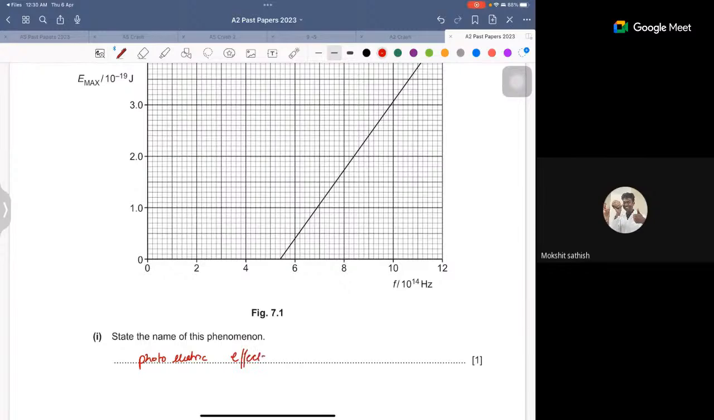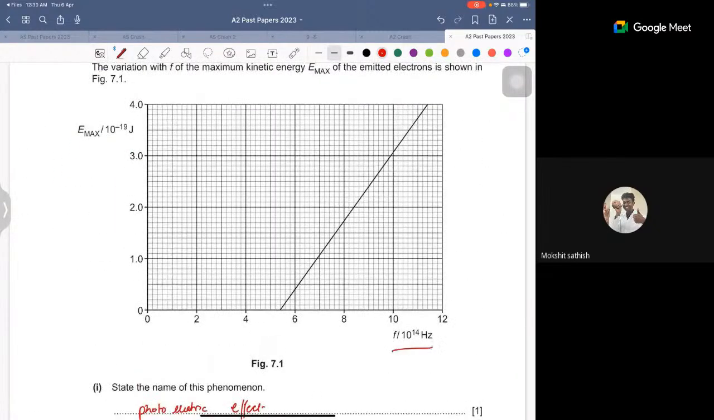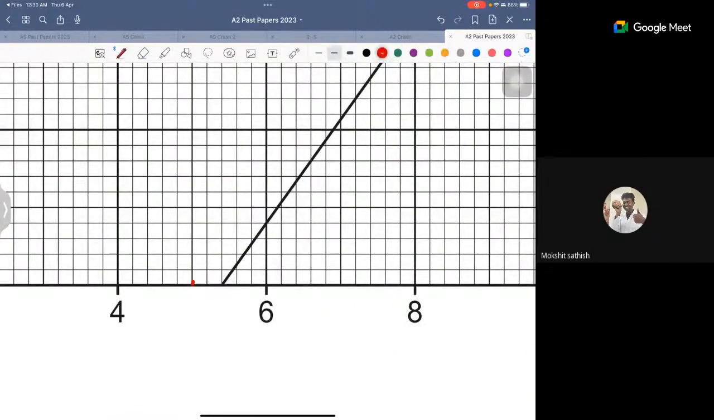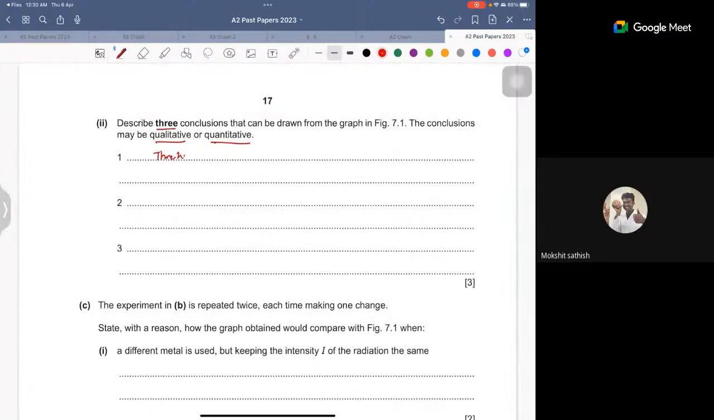Up till now, I don't feel any difficulty in this paper, except for that question that had 6 marks. Describe 3 conclusions that can be drawn from the graph. Conclusion may be qualitative or quantitative. Very nice. First of all, from this graph, I'll see what is the maximum frequency here. What is this point? This is 5, 5.2, 5.4. So 5.4 times 10 to the power 14 is the threshold frequency. Threshold frequency is equal to 5.4 times 10 to the power 14 hertz. That I can read from the graph.